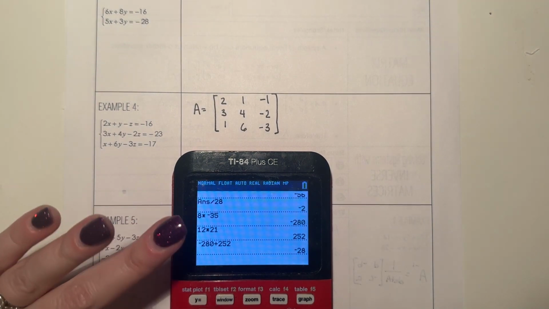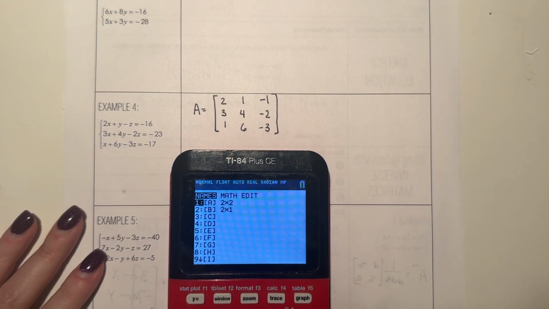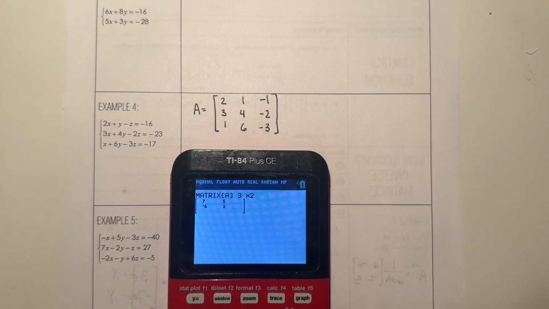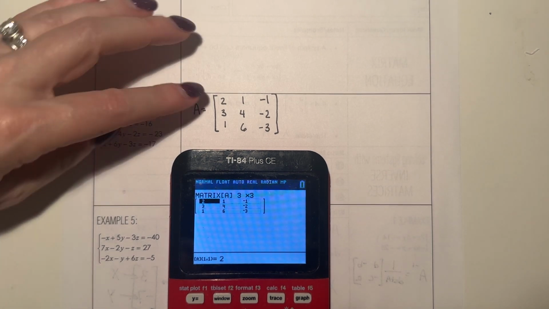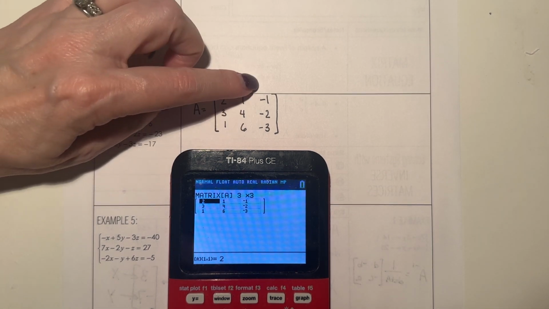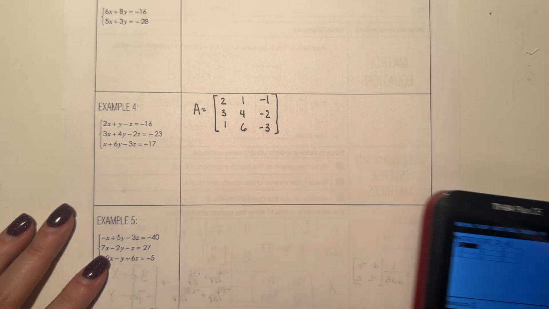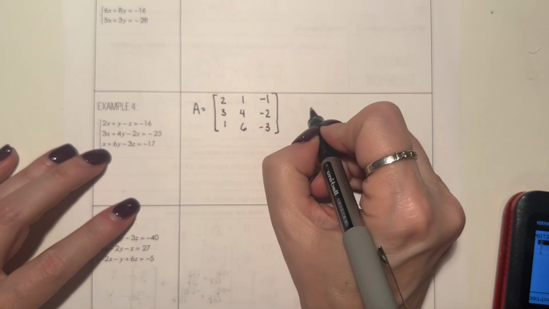So I'm going to go to second matrix. I'm going to go over to edit. And I'm going to type this 3 by 3 matrix into my calculator. Okay, it'd be nice if I was typing the right numbers in. Okay, always pause here just to make sure you put in the right stuff. Excellent. Okay, I also need matrix B.